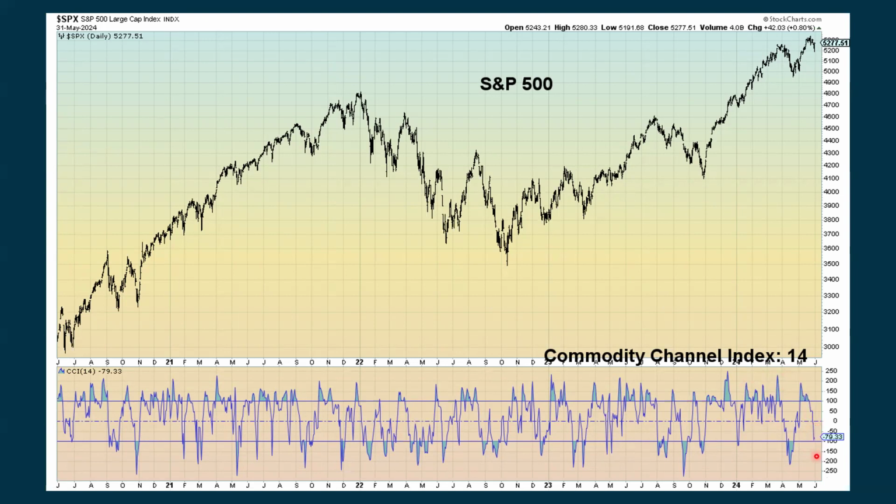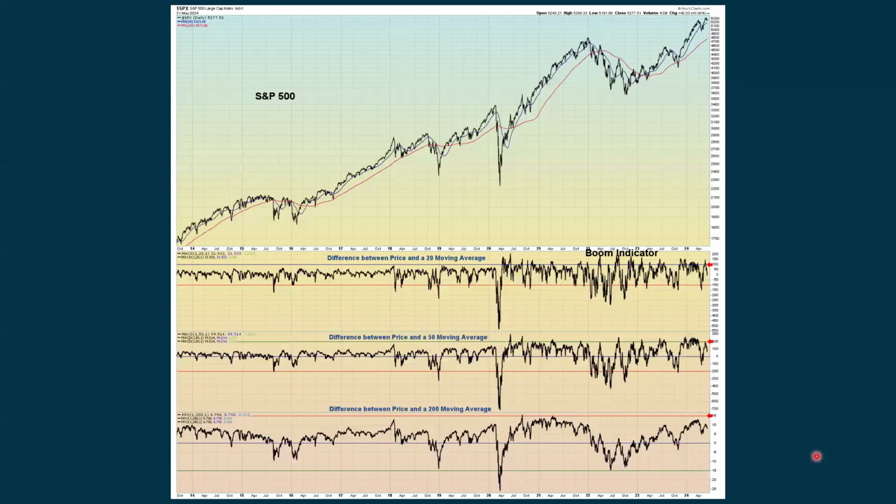And these indicators, in addition to some others, are what I focus on in the short term. This is also short term, even though it starts off with a 20 period moving average, that is short term. 50 is intermediate, and then a 200 period moving average. This is called a boom indicator. And when we're above or below one of these moving averages and we get too far away from it, we have a tendency to boom, go back to that particular moving average.